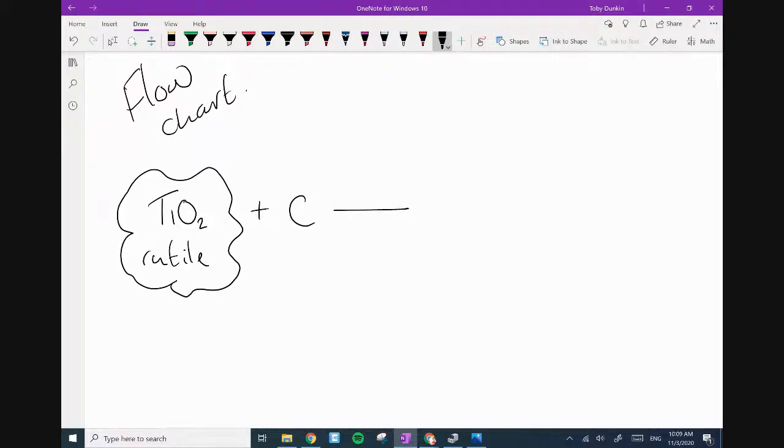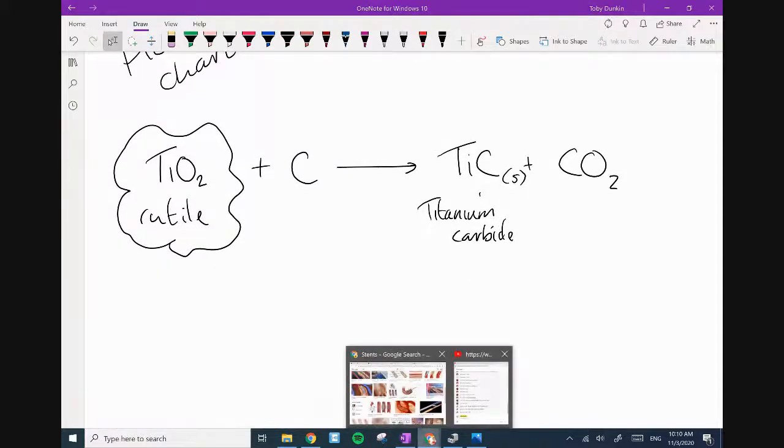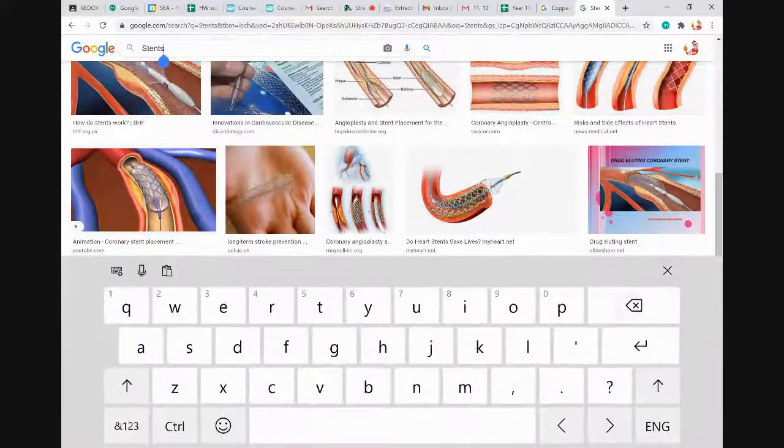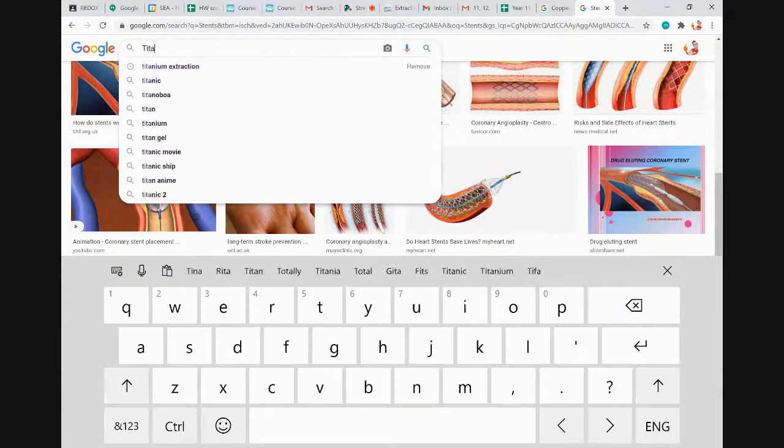Now, the problem is something rather odd happens. It doesn't form titanium metal. It forms TiC, otherwise known as titanium carbide. And this was a disaster because it's not titanium. It's a grayish black solid, which is not metallic. I'm tempted to show you what titanium carbide looks like. It's a grayish black solid.